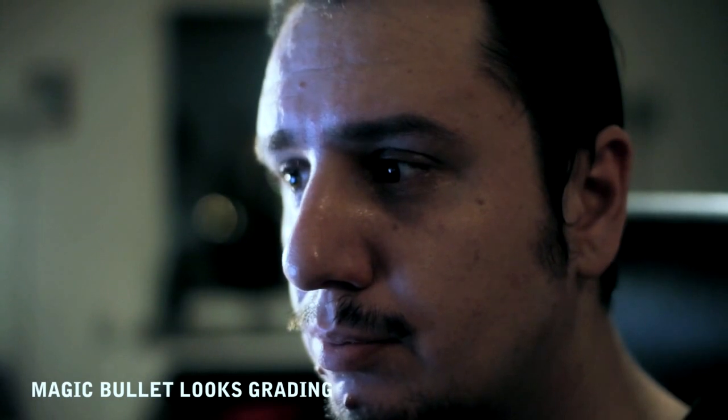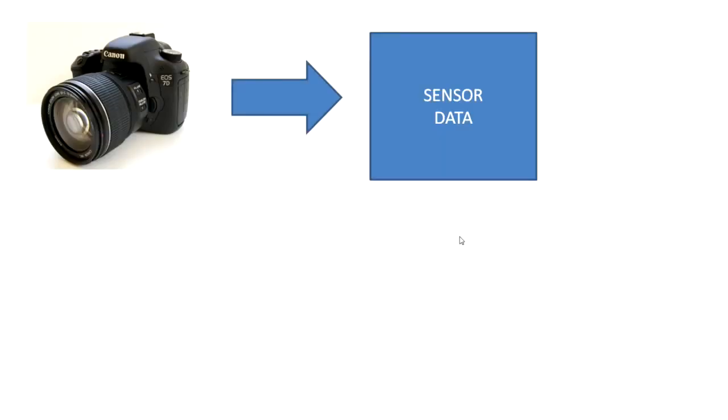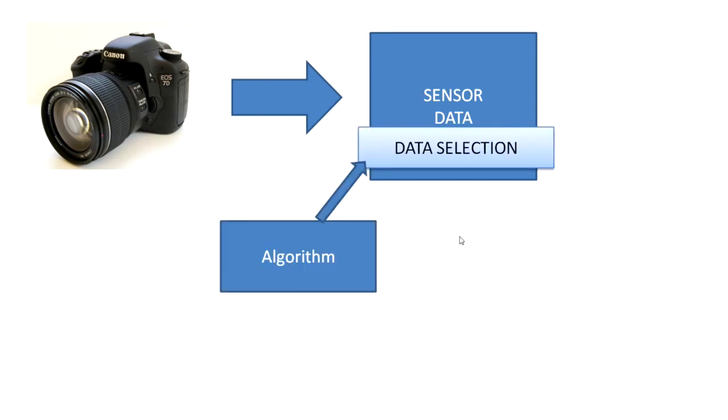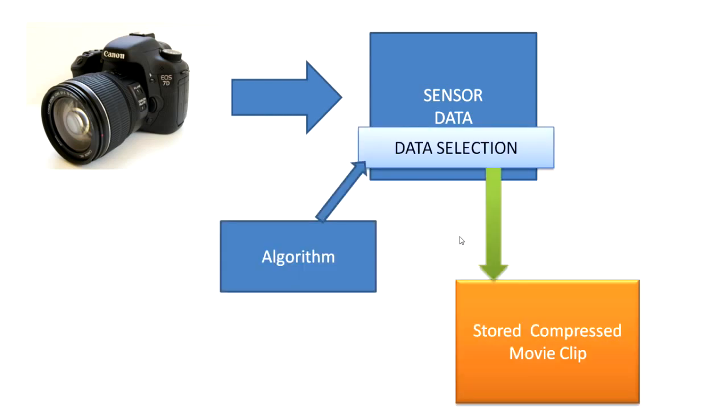Now let's take a look at the theory behind it. The camera records the raw data from the sensor and uses an algorithm to determine which parts should be stored in the final compressed format. A lot of information gets lost in this process. Canon has prioritized that you get good-looking clips directly from the camera, rather than enabling more flexibility in post-processing.